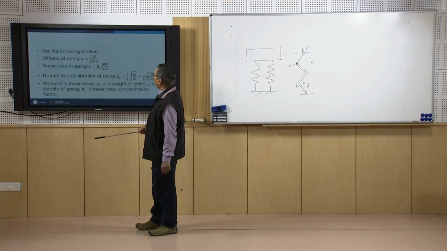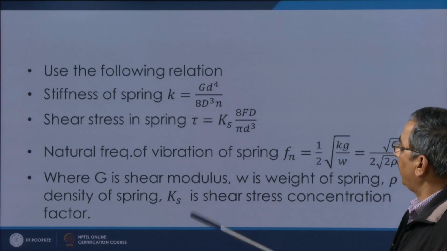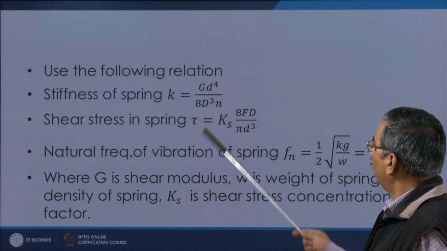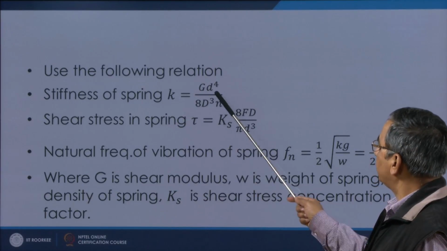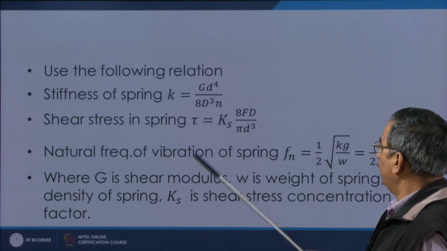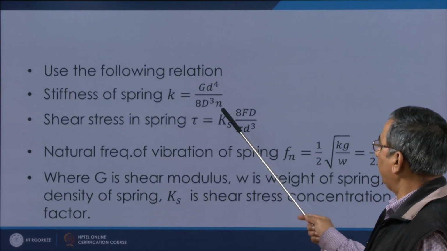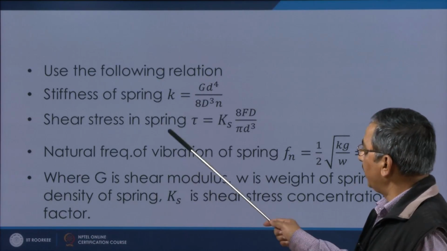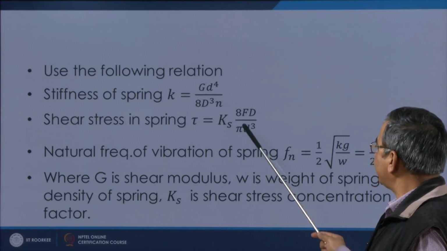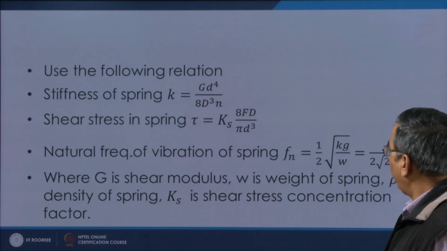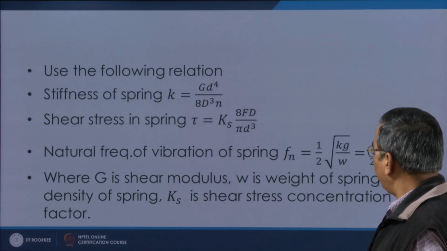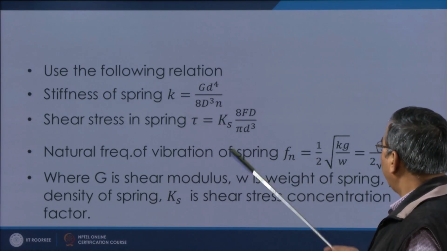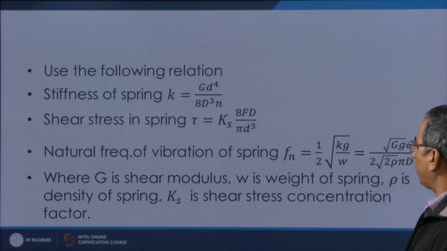And it is given that we use the following relations. The stiffness of the spring is given by k equals G d to the power 4 by 8 D cube n, where G is the shear modulus, small d is the diameter of the wire, capital D is the diameter of the coil, and as I said small n is the number of turns in the spring. The shear stress in the spring tau is given by Ks 8 F D upon pi d cube, where F is the load which is coming on the individual spring, and of course other terms I have already defined, and Ks is the shear stress concentration factor.